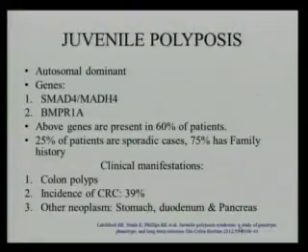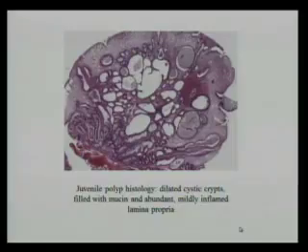In these patients, 75% will have a family history of juvenile polyposis. 25% are brand new; they have no family history. They will present with colon polyps. They have a higher incidence of colorectal cancer, 39%, and other neoplasms in the stomach, duodenum, and pancreas.